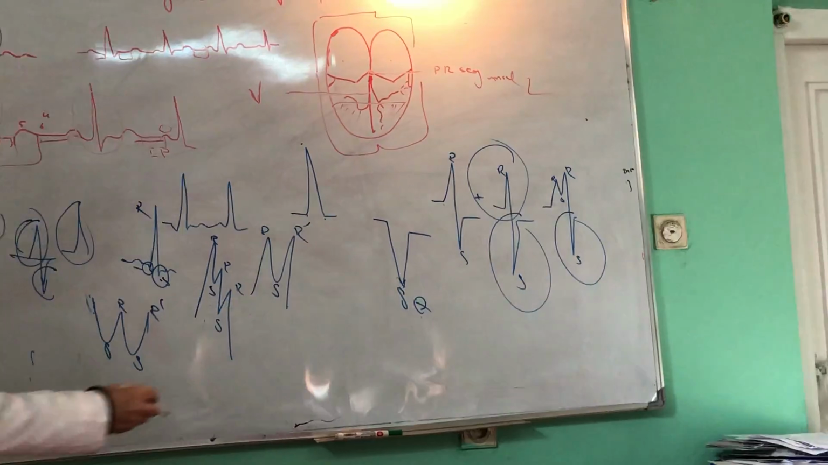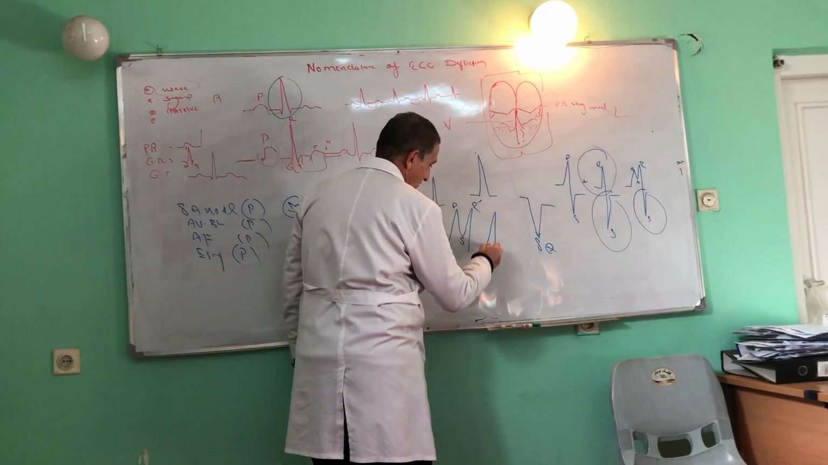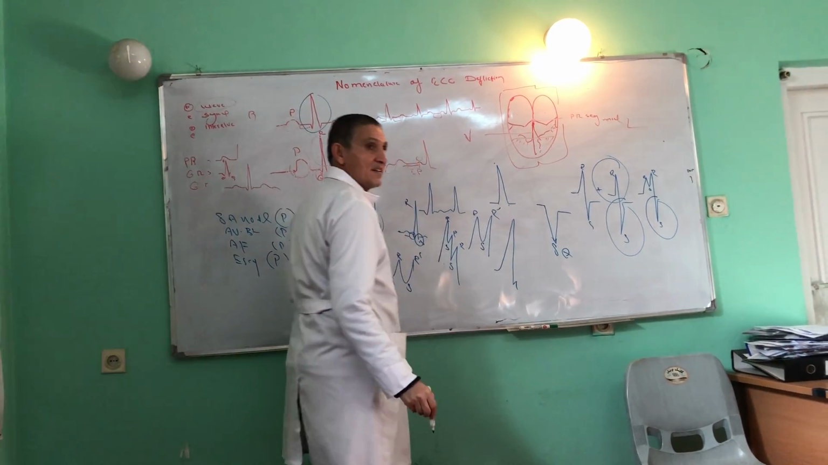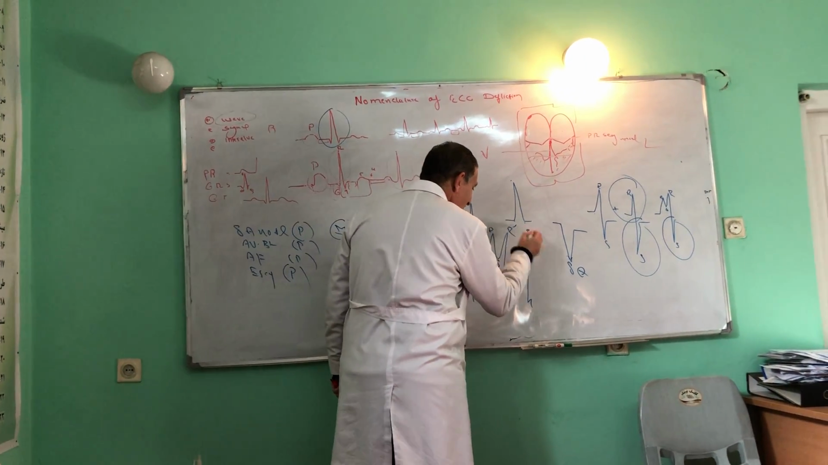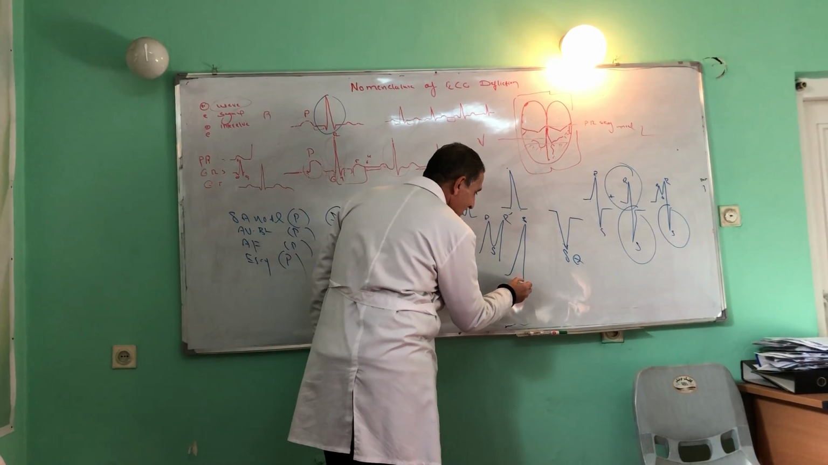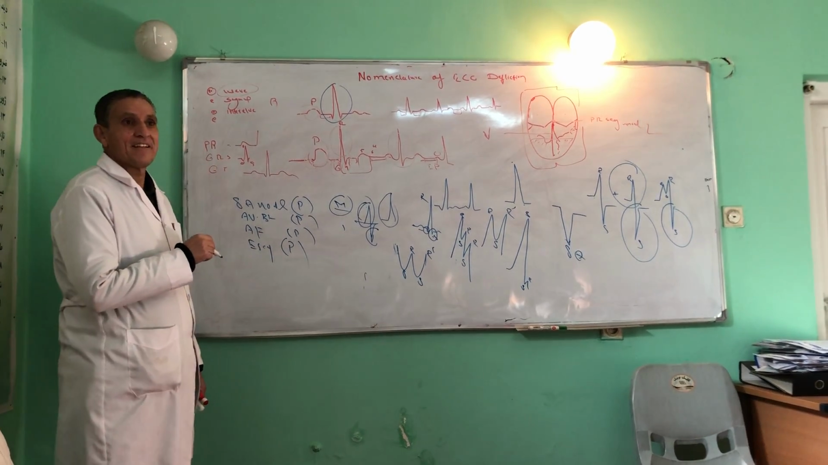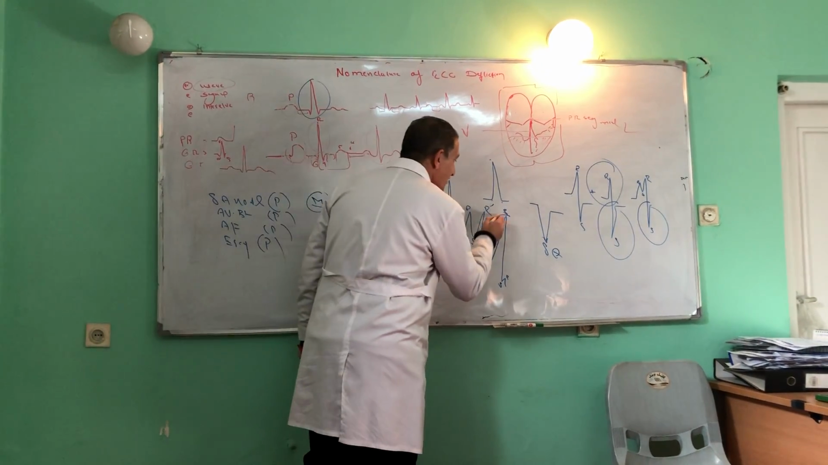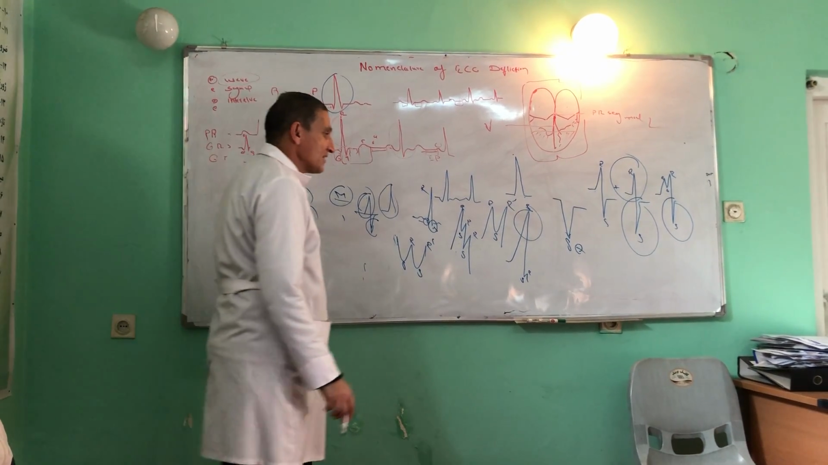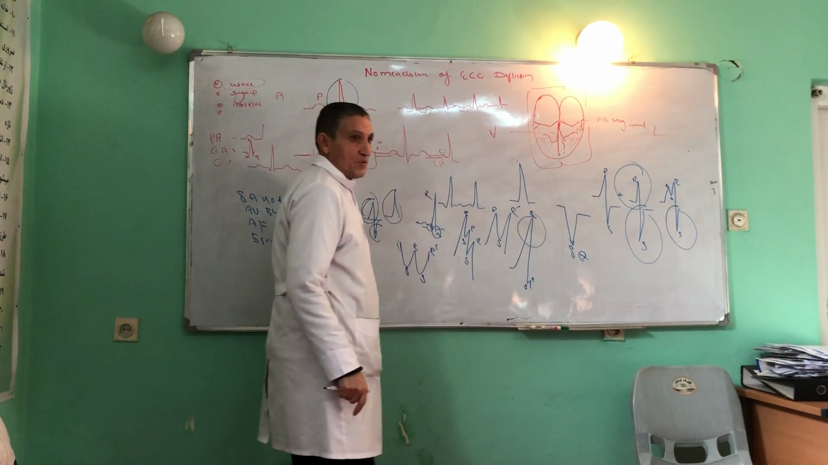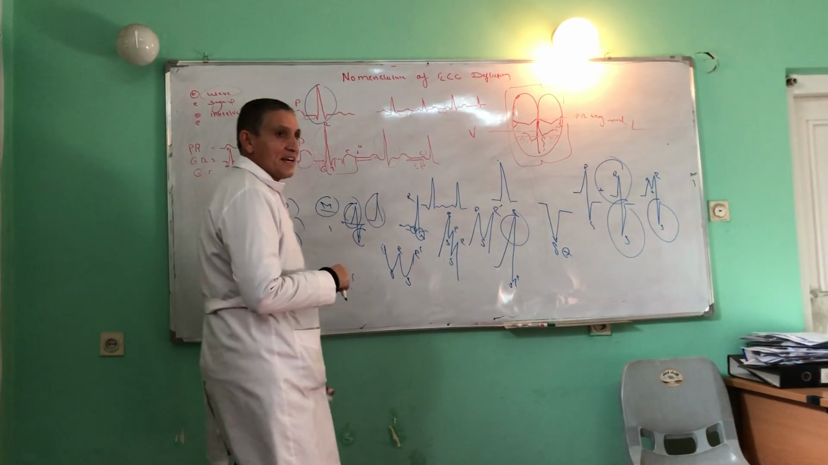Now another. You should assign the first one. This is the R wave, this is the S wave, this is the R wave. What kind of QRS complex is it? This is a positive QRS complex. Why is it positive? Because the R is greater than the S wave, or the R is predominant over the depth of the S wave. This is called a positive QRS complex.